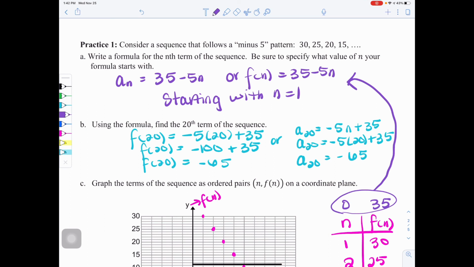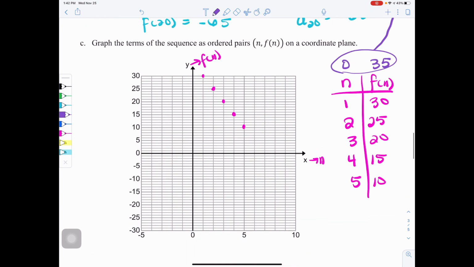I would want to find f of 20 or a sub 20, and I would just replace n in my formula with the number 20 to simplify and get -65. When I graph it, I gave you a pink table there with n and f of n. I should get a linear pattern that looks like it's decreasing. And remember, do not connect the points because it is a sequence. I've also changed my notation to n and f of n with my x and y axis.